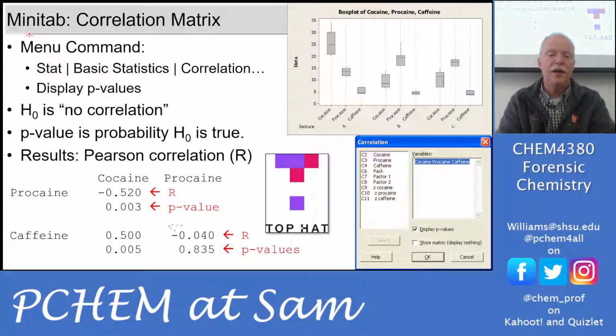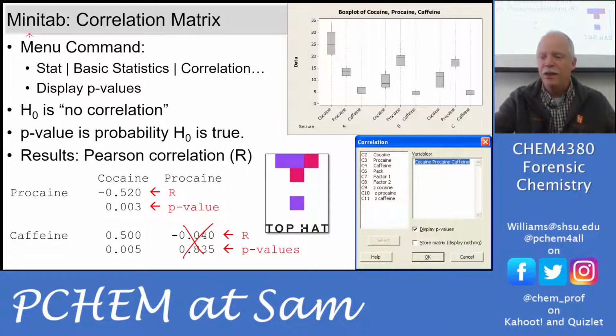Now, the caffeine-procaine is showing a negative correlation, but it's really weak. It's 0.04. So it's saying if procaine goes up, caffeine goes down by 0.04 amounts. And so that's not very much at all. And this is the probability that it's 0: 83% chance that this is no correlation at all. So this one is not statistically significant, because you look at that p-value, it's 0.83, and our alpha is 0.05 for 95% confidence. So they need to be less than 0.05 for us to say they're statistically significant.